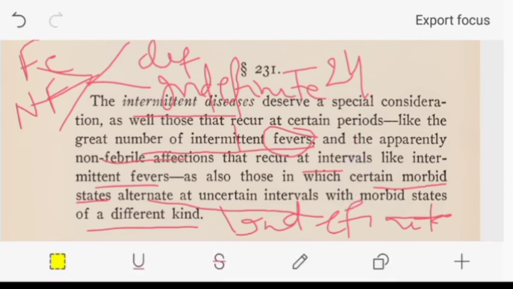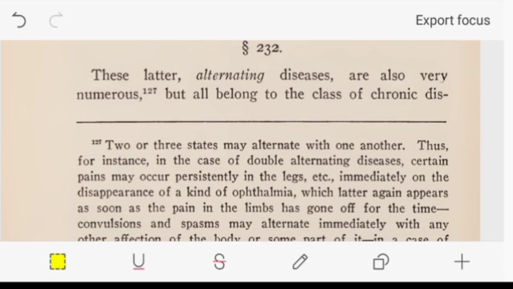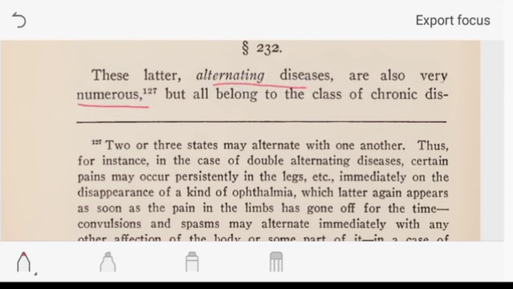Okay, now the latter variety, that is our alternating variety. The alternating variety comes under the indefinite time period, and its forms are very numerous, but all belong to the chronic disease type. So what does Hahnemann say about that? Alternating diseases are very diverse in quality. Diverse means very numerous in quality, but all come under the chronic disease type.